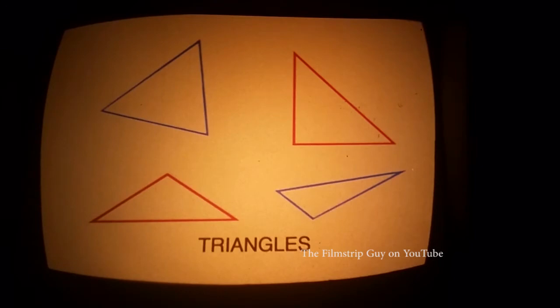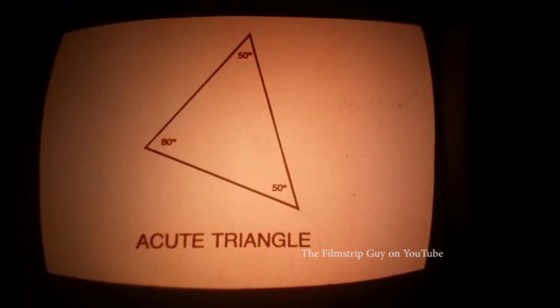Triangles have three sides, and of course, three angles. There are even special names for some triangles. Those whose angles are all acute, less than 90 degrees, are called acute triangles.